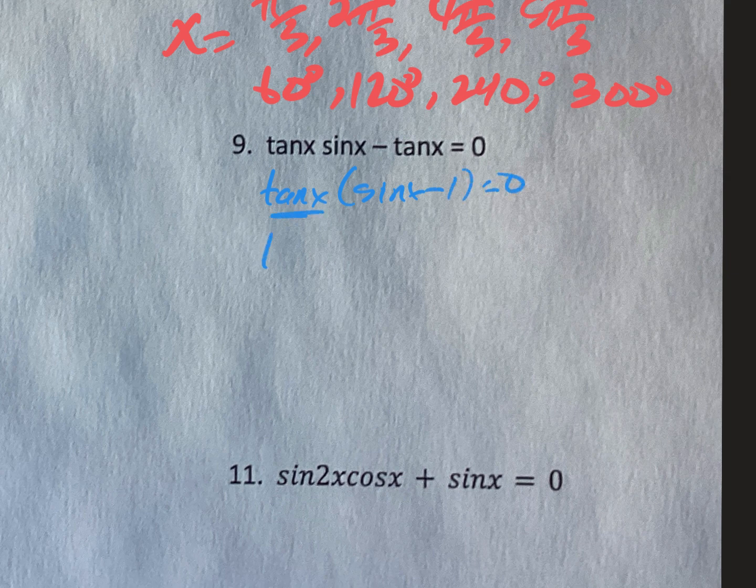I have this tangent out there, which means tangent is 0, or I have that sine x minus 1 inside. Sine x is positive 1. I just did sine x is 1. That's pi over 2, which is 90 degrees. That was number 8. Whereas tangent 0, here's the deal.